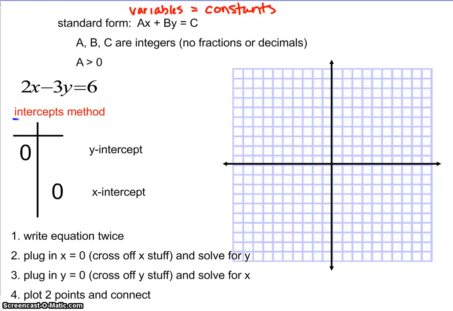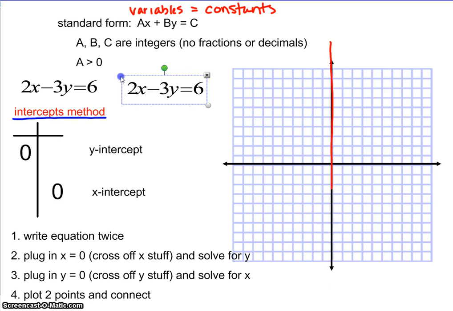But we want to try and use a method called the intercepts method. What we're talking about is finding my x-intercept and finding my y-intercept. Here's what I kind of like to tell people to do. I tell them, write your equation twice. Because what I'm going to do is to find my y-intercept.